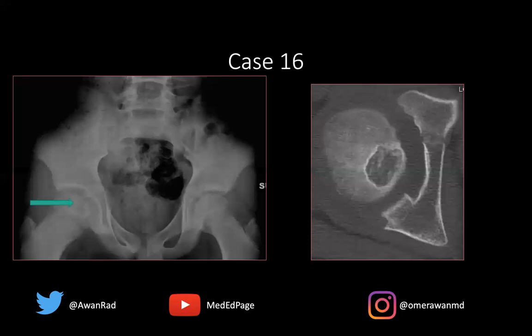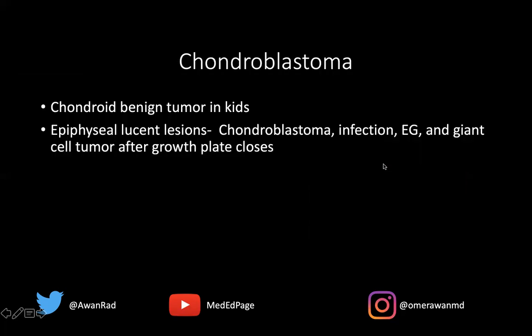Moving on to MSK, we have this image here through the pelvis. Notice there's a lucent lesion arising from the epiphysis of the femoral head. It's radiolucent with some rings and arcs, high density material here, very well defined along the epiphysis. The key is it's a pediatric patient with epiphyseal lucent lesion. This is what a chondroblastoma would look like, right? It's a chondroid benign tumor in kids.